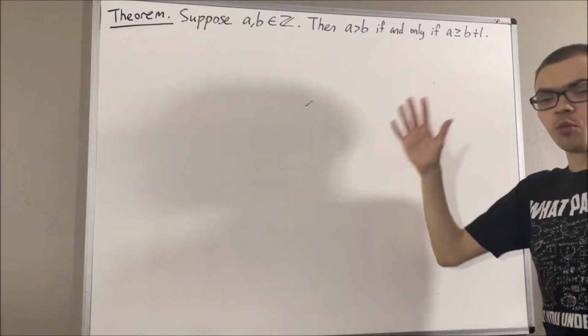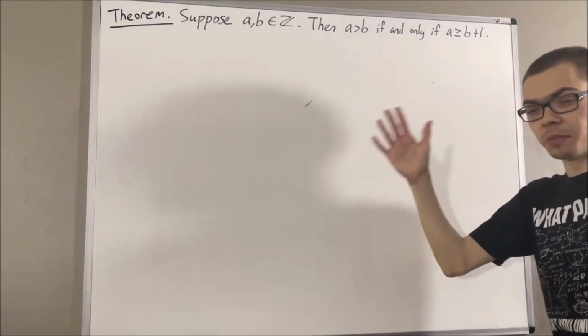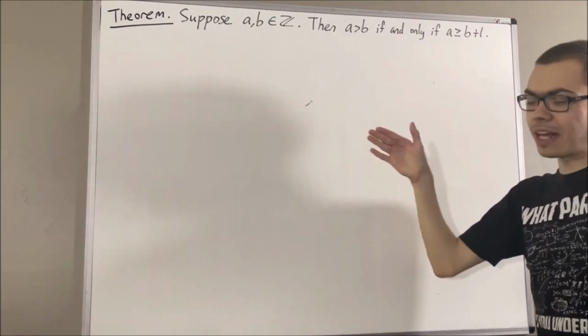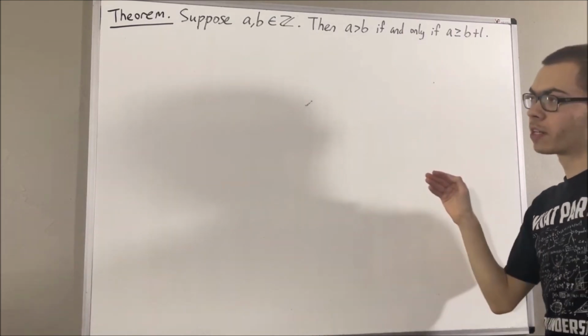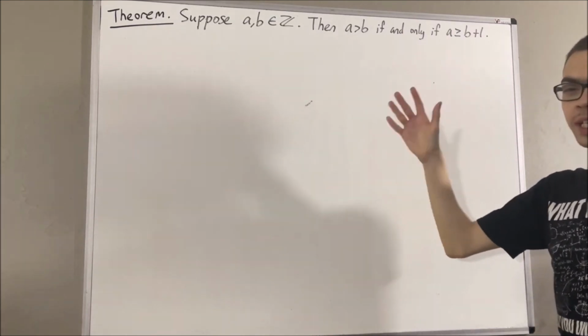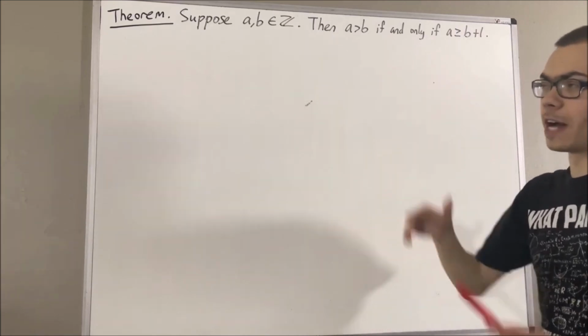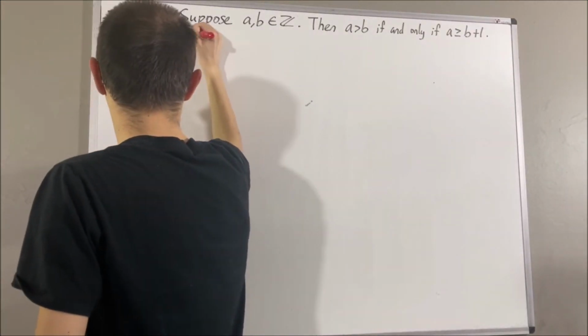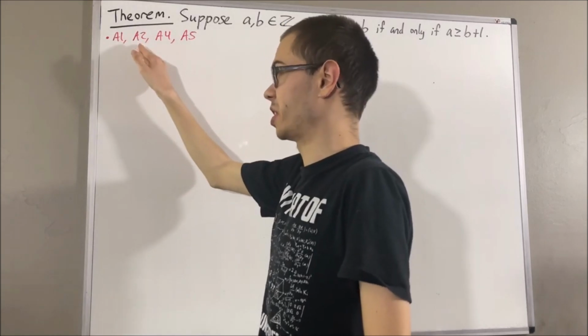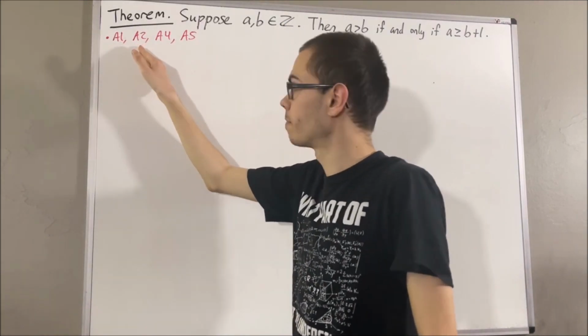Now, in this series, we are using a list of 10 axioms for the real number system. And I'll leave that list of axioms in the description below. In this video, we are going to be using axioms 1, 2, 4, and 5. Axioms 1 and 2 are just the commutative and associative laws.